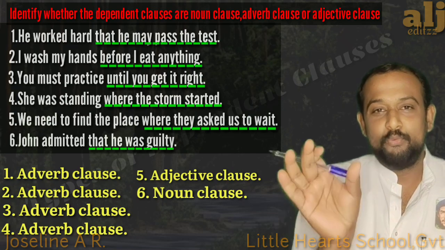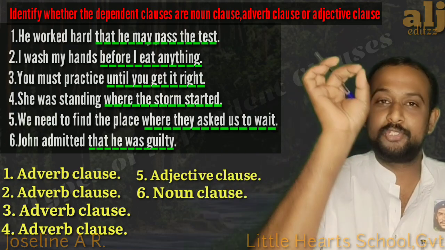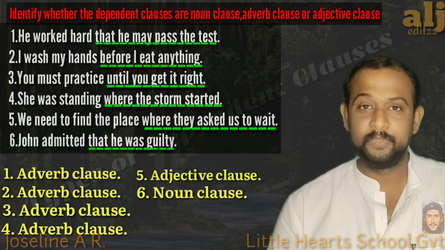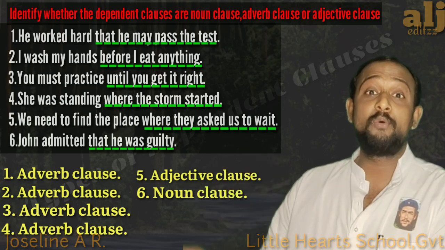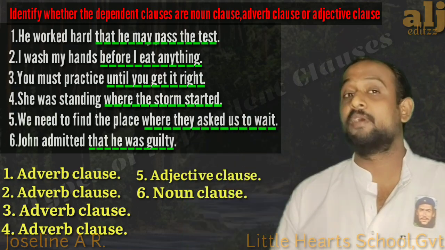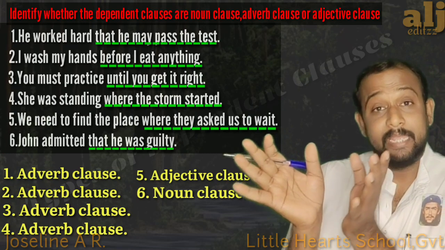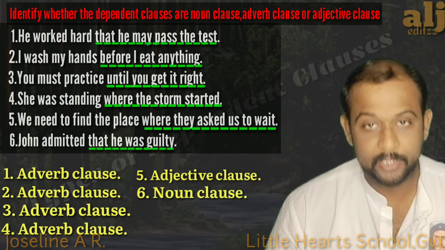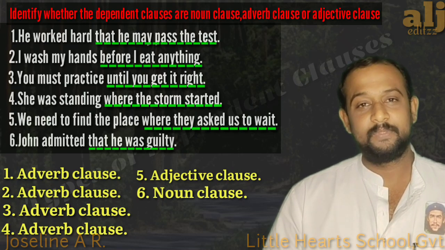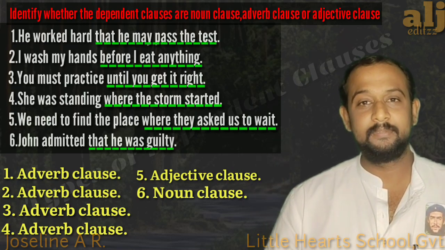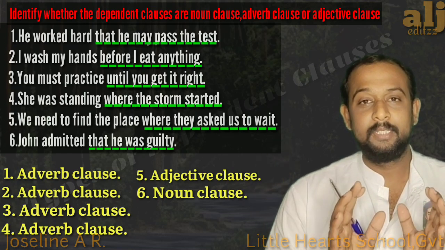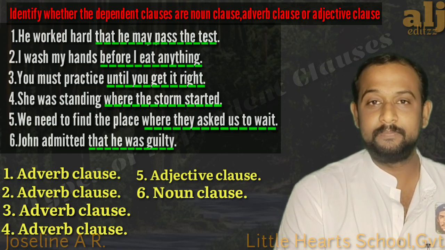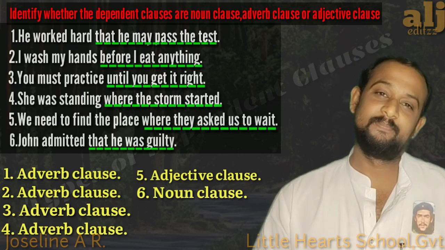Got it? When the subclause answers the question what, it is a noun clause. When it answers why, when, where and how, it will always be an adverb clause. And when a subclause describes an antecedent, it is known as an adjective clause. Okay, please refer to this and try to differentiate an adverb clause, an adjective clause and a noun clause.